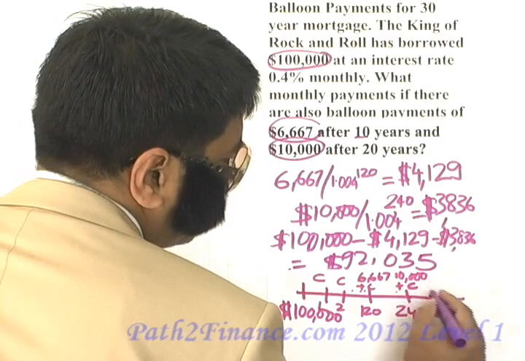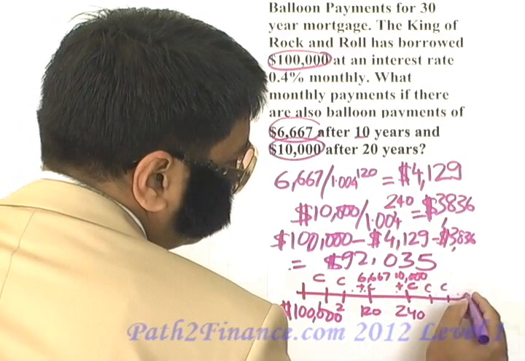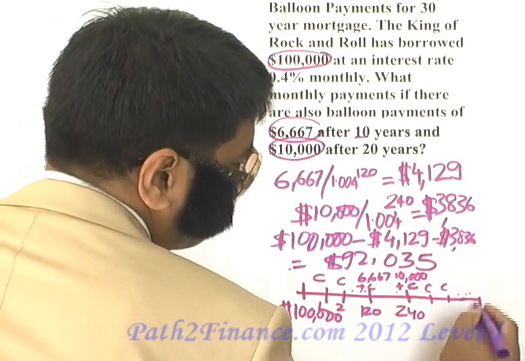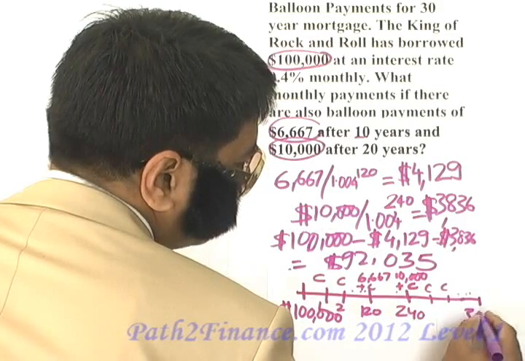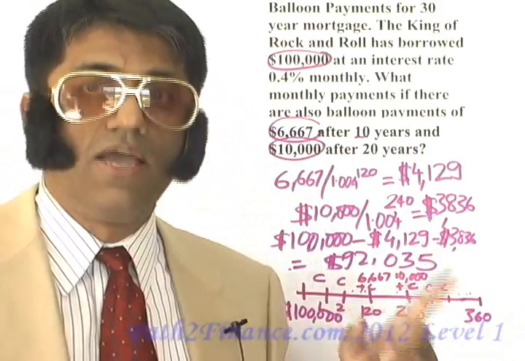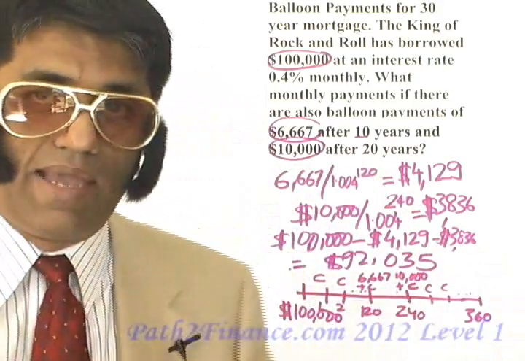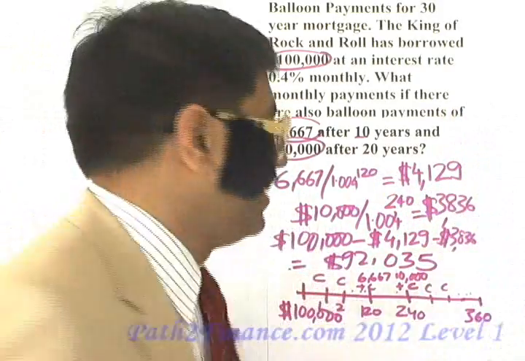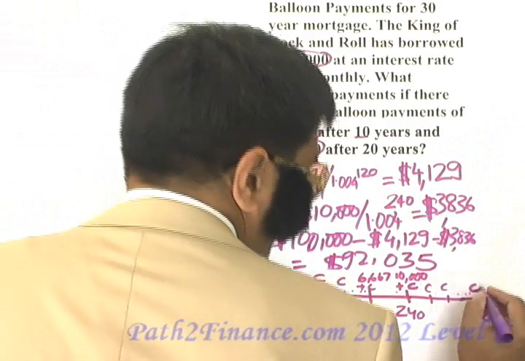I keep making monthly payments till finally at period 360, that is after 30 years, when my loan is finally paid off, I am free. I make the last payment of C.